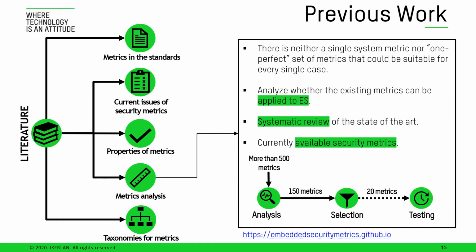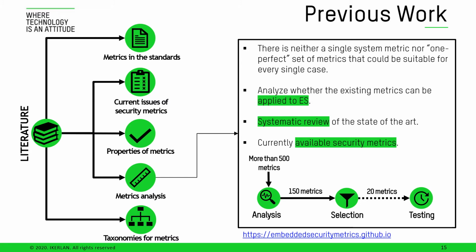On the other hand, we analyzed the literature to find which metrics can be applied to embedded systems. In order to do that, we did a systematic review of the literature, and we found more than 500 security metrics. After filtering them to discard all the security metrics that couldn't be applied to embedded systems, we reduced the list to around 150 security metrics, and we planned to choose a smaller set of metrics to apply them to evaluate a real embedded system that we are going to use as a reference device. If you want to access the whole data of the metrics that we have analyzed, you can go to the link below.